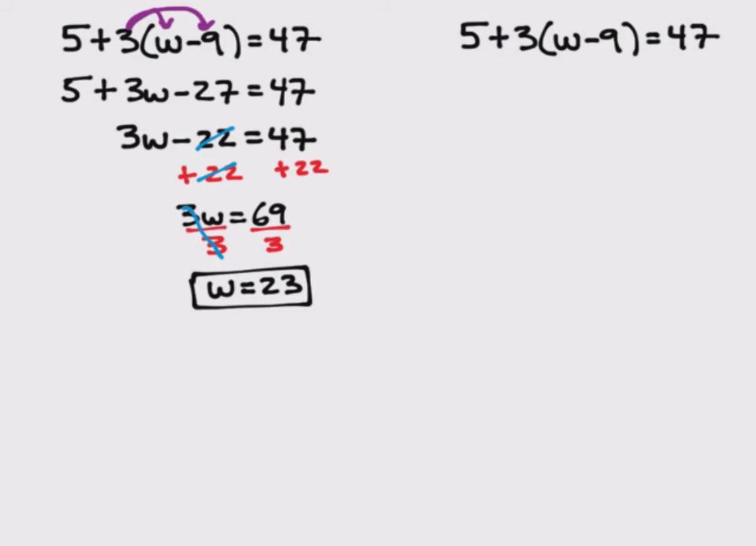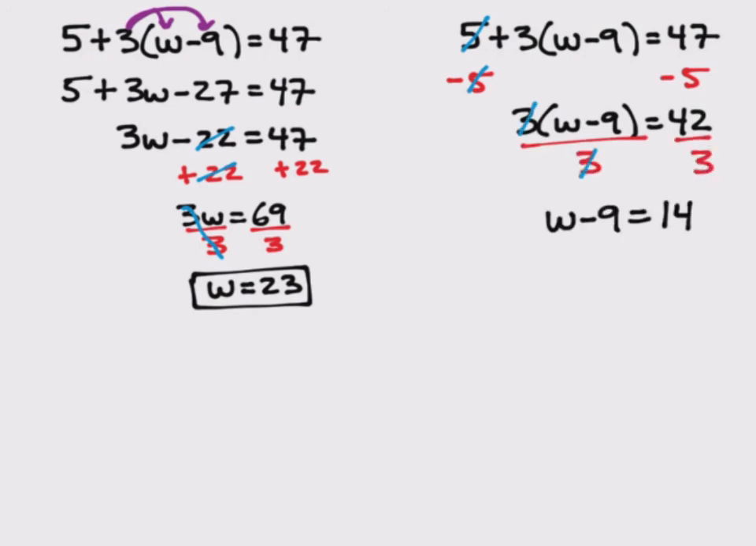Now, of course, we're ultimately trying to isolate w. So we get w equals a number and we solve the equation. But what we're going to do in this second example is we're actually first going to start by trying to isolate w minus 9, as though it were its own variable itself. So to do that, what we're first going to do is subtract 5 from each side of the equation. Remember, we're still trying to isolate w minus 9, so what we'll do now is divide by 3. And I'm sure you know what to do from here, and we end up with the same solution of 23.